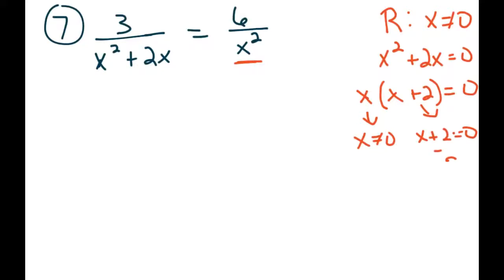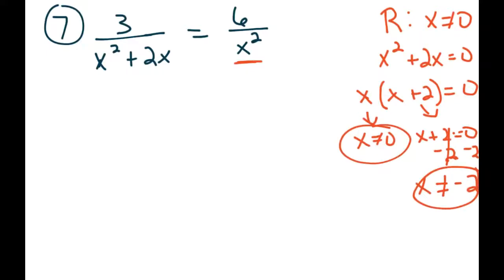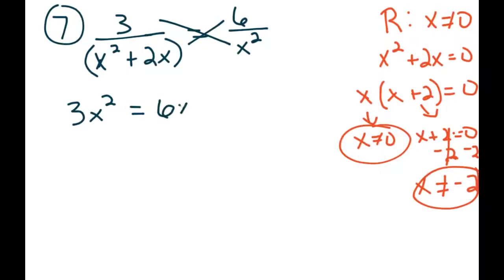And here, x plus 2 equals 0. If we subtract 2 from both sides, x cannot equal negative 2. So I've got two possible restrictions on this one. Okay, so let's go back to the original problem. Let's cross multiply. I'm going to do 3 times x squared is 3x squared equals, I'm going to put my parentheses around my binomial, and 6 times that gives me 6x squared plus 12x.